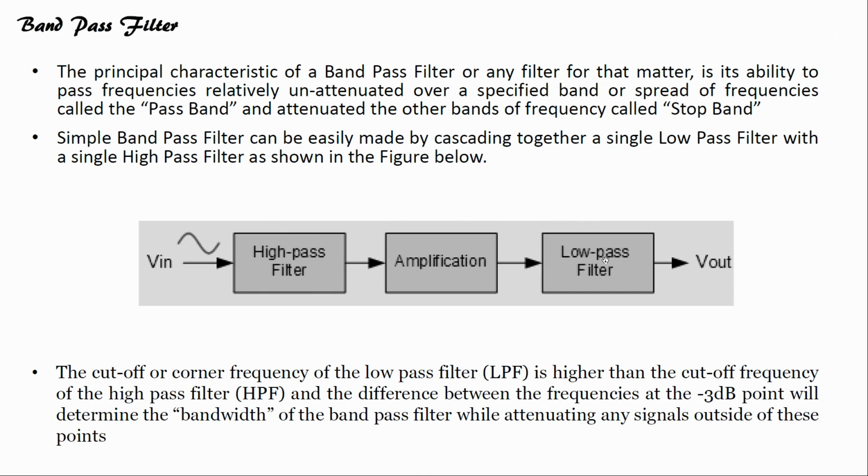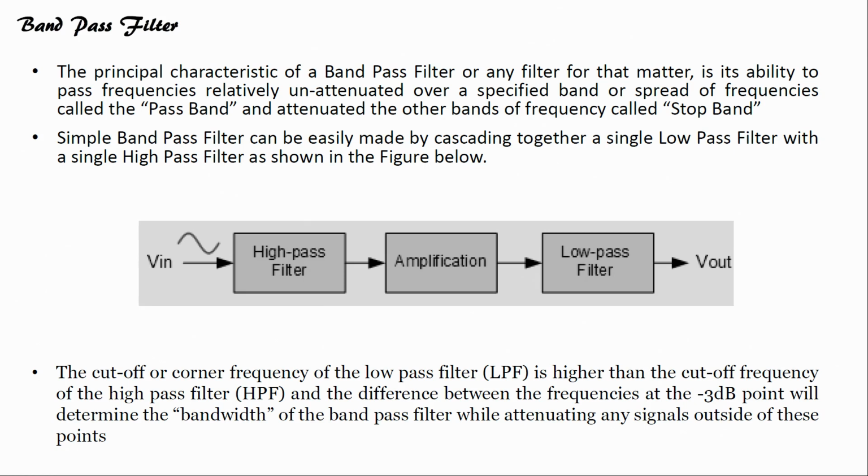Now, we want to pass a certain band, right. We have seen the low pass filter that will pass the low frequency band, and the high pass filter that will pass the high frequency signal. When we want to fabricate or design a band pass filter, it should be a combination of high pass and low pass filter, with amplification if it is an active filter.